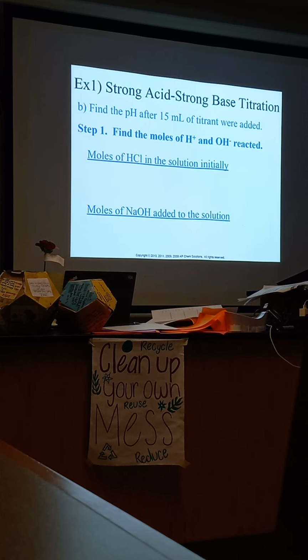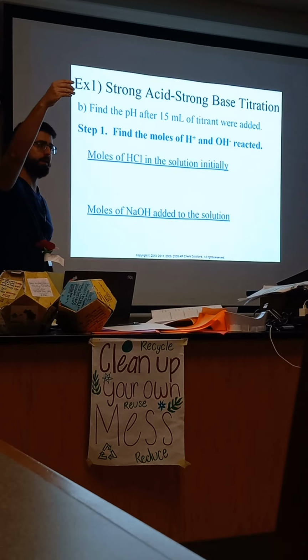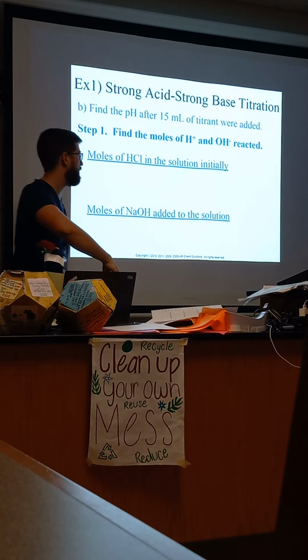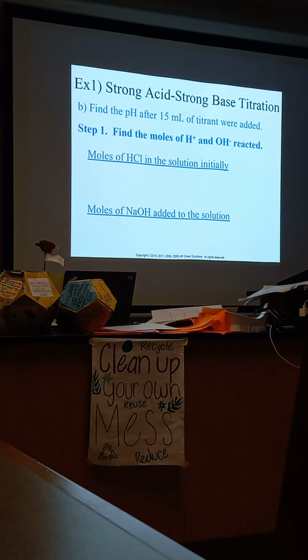All right. So now, find the pH after 15 milliliters of titrant were added. Oh, quick thing. You might want to write this down, guys. Titrant is whatever's up in the burette. So whatever you're adding, and let me show you guys what a burette is while you're writing. Whatever your known is, remember we always add the known. Whatever your known is called the what, guys? Titrant. So this is what we call a burette.